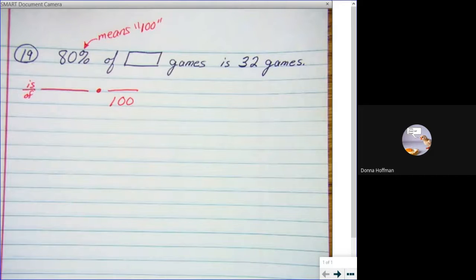Percent means 100. Remember the percent symbol means 100. So that should be a dead giveaway. What goes over the 100? The 80. Mm-hmm.